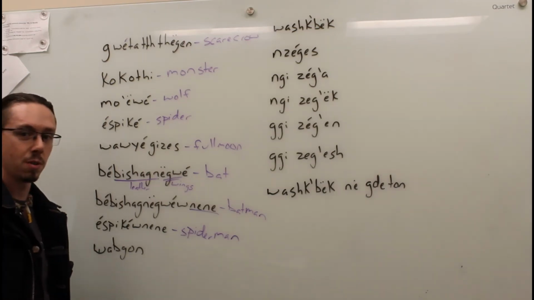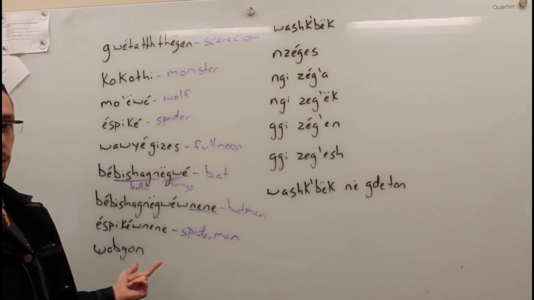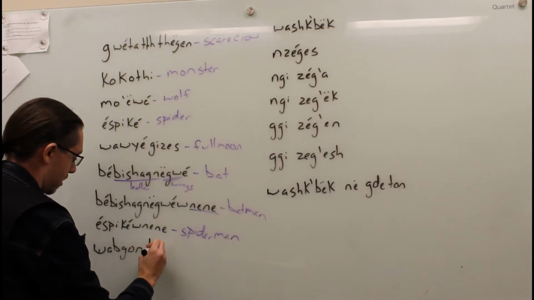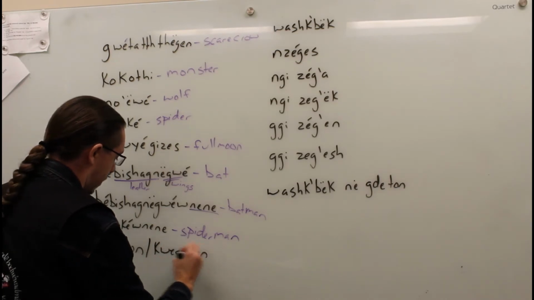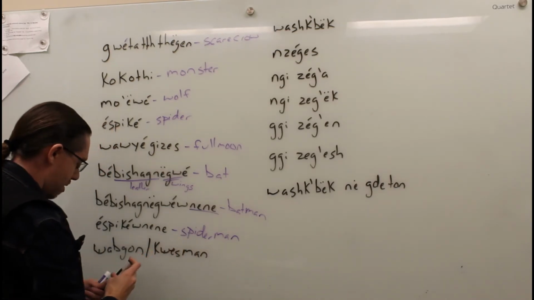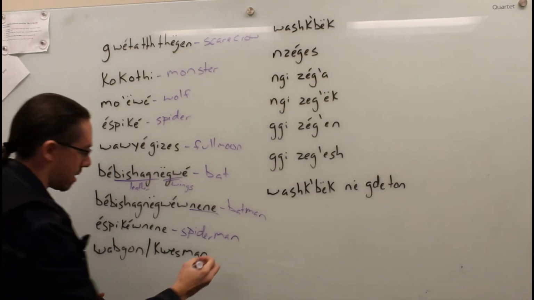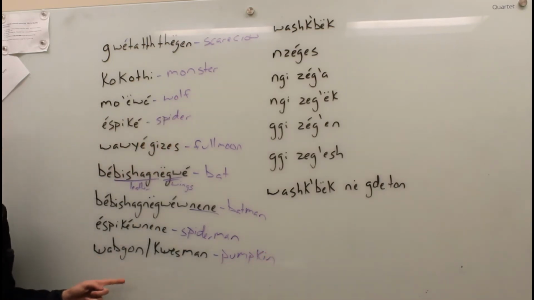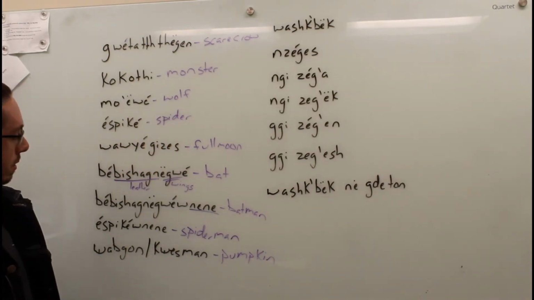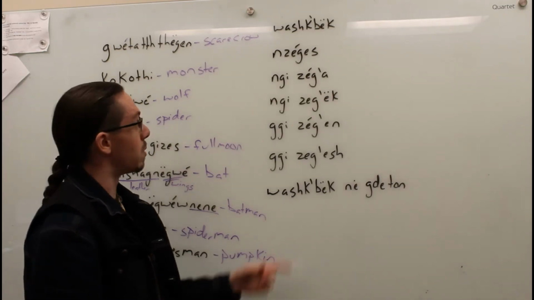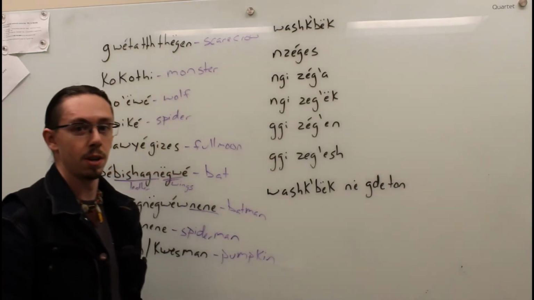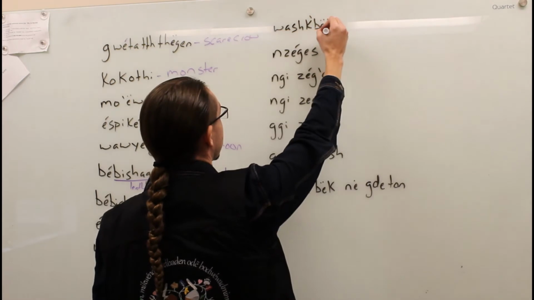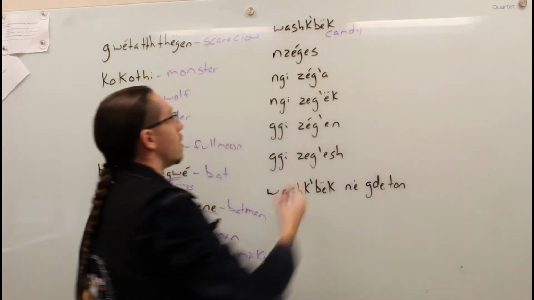What is Halloween without Wabagon? Wabagon, or I also say Quispam. Wabagon and Quispam both refer to a pumpkin. Also, what is Halloween without washbook? Washbook is candy. It means the sweet thing.